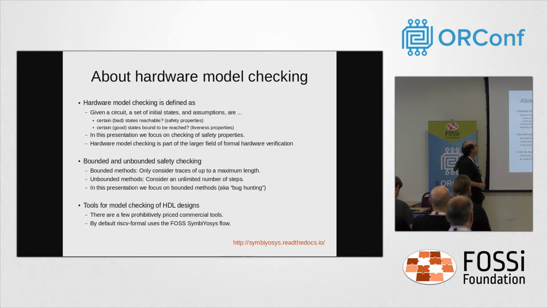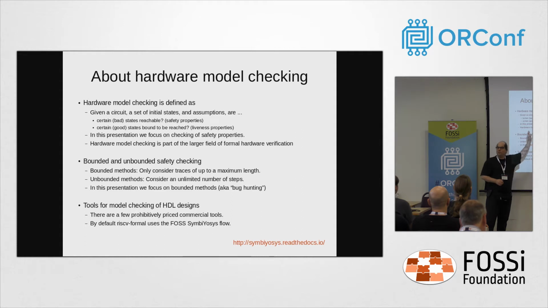So then I have a quick introductory slide about hardware model checking. When we do hardware model checking, we're looking at the following problem. We have a circuit, then we have an initial state for that circuit, or a set of initial states for that circuit. Then we have a set of assumptions. And now we would like to know if certain bad states can be reached from those sets of initial states.